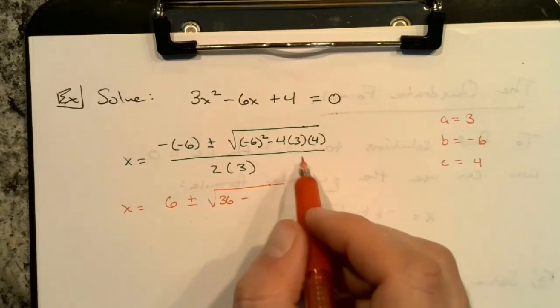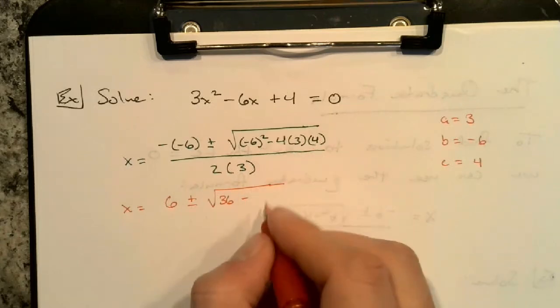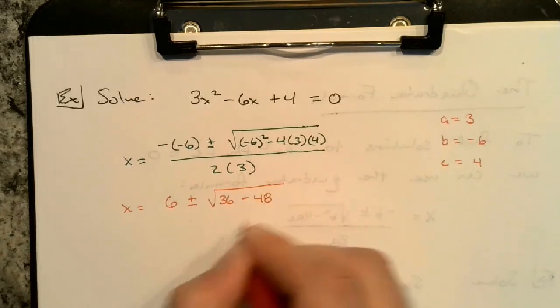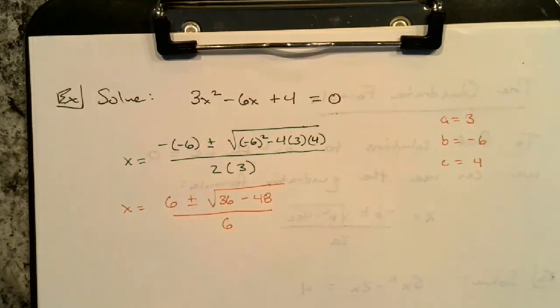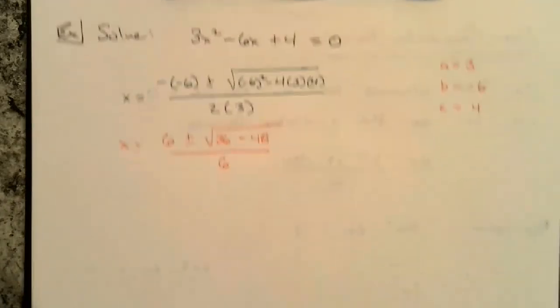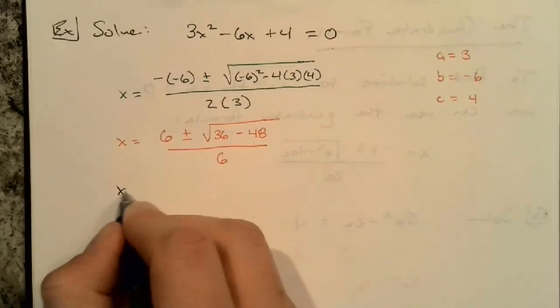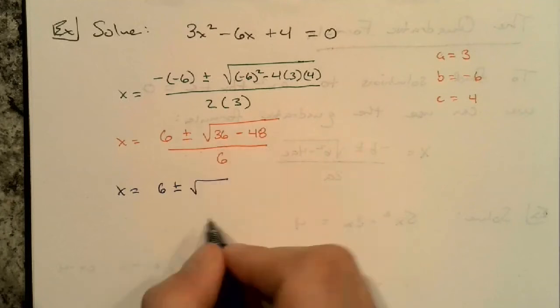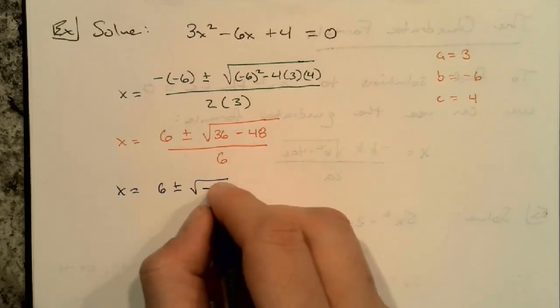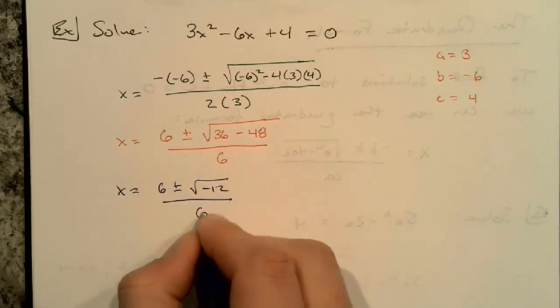4 times 3 times 4, 4 times 3 is 12, times 4 gives me 48. It's all over 2 times 3, which is 6. And then we'll simplify this further. We get x equals 6 plus or minus the square root of 36 minus 48. That's going to be a negative 12 all over 6.